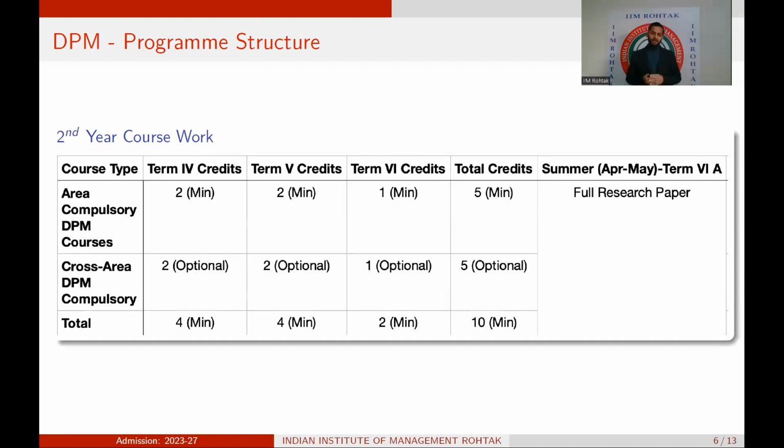As far as the second year of the coursework is concerned, all of the students have to take a few courses, and all these courses in the second year are DPM courses, that is doctoral level courses. Some of the courses here are compulsory and research oriented, and some of the courses are related to a particular discipline. For example, if you're in the area of operations management, you have to take some courses from the operations area. If you're in the finance area, you have to take some electives from the finance area. Out of these 10 courses, you have to take 5 which are compulsory, and 5 based upon whatever your area is. So these are the minimum. In addition to that, you can also take some additional courses if you're interested.